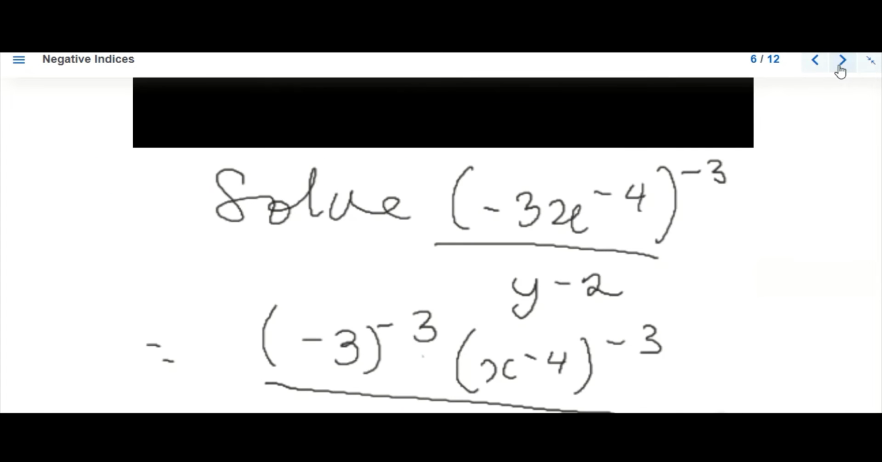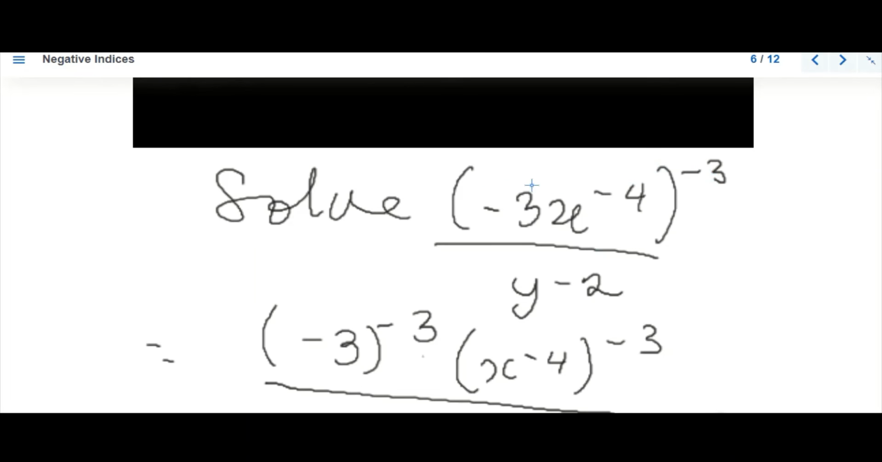And that leads us to this question we have here. We are going to be solving it together. We have open brackets minus 3 x raised to power minus 4, close brackets, raised to power minus 3, divided by y raised to power minus 2. So what is the answer? We are going to be solving using the laws of indices that we've seen in the previous slide. So let's open this bracket.